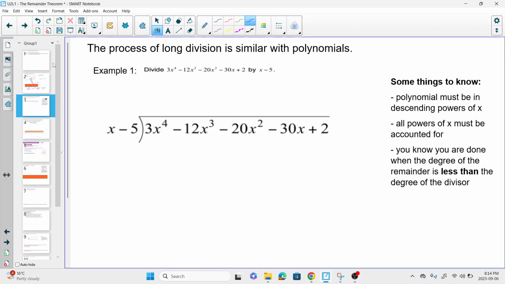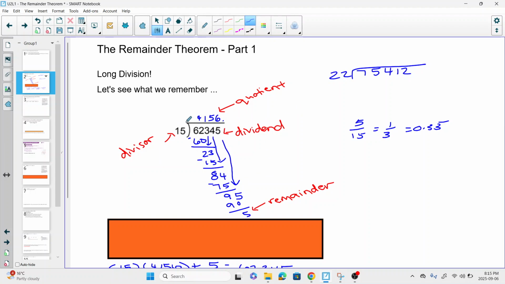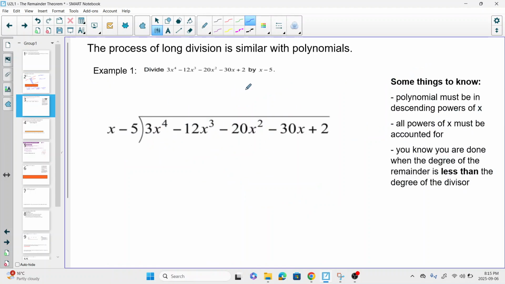All right, so now things are going to get funky. Now we're actually going to be long dividing polynomials, and the process is actually quite similar to dividing numbers, but if we're still not confident here, then we might want to practice that. But we're going to jump right into dividing polynomials. So some things to know.